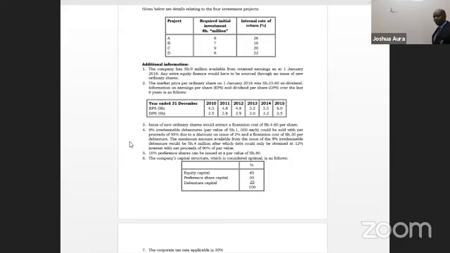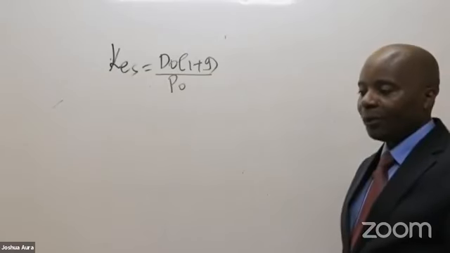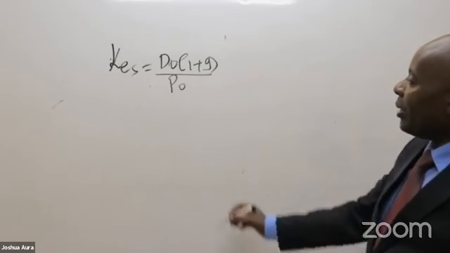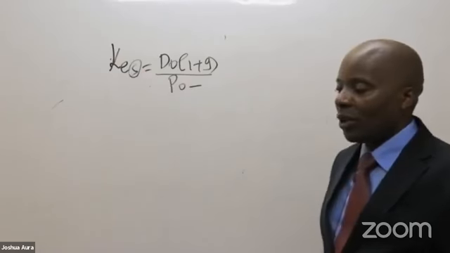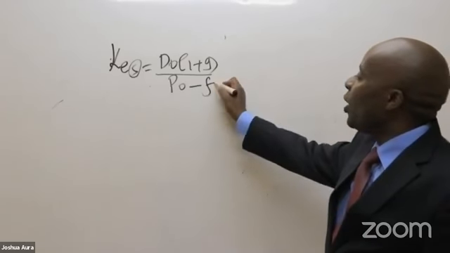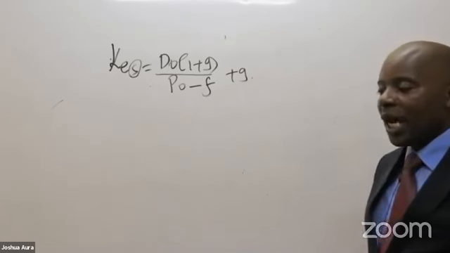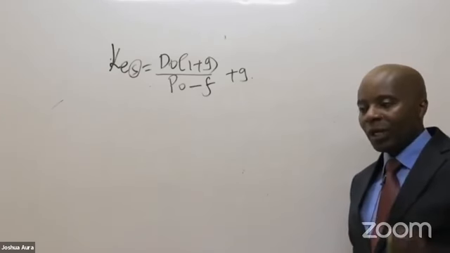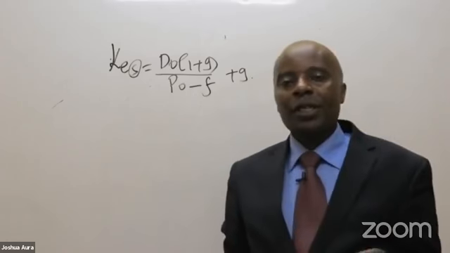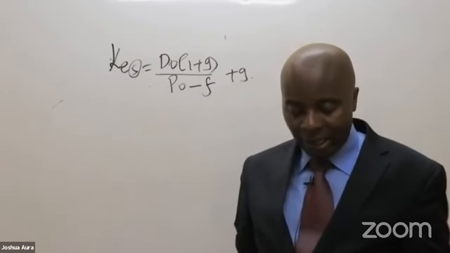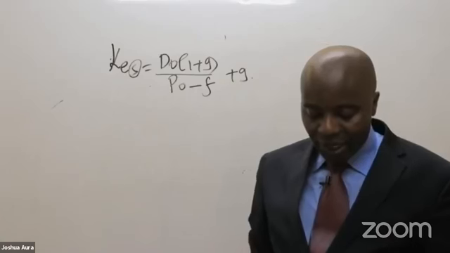The same formula. Remember, equity holders normally get a return in the form of dividends. So we have D0 into 1 plus G, divided by P0. Ladies and gentlemen, especially for ordinary share capital, there is no way you should ever forget the flotation cost. That must be remembered.